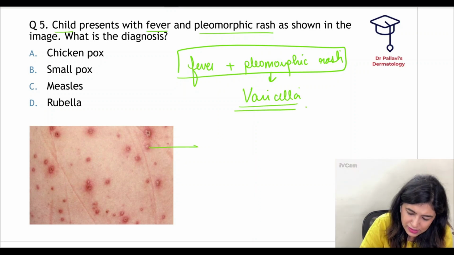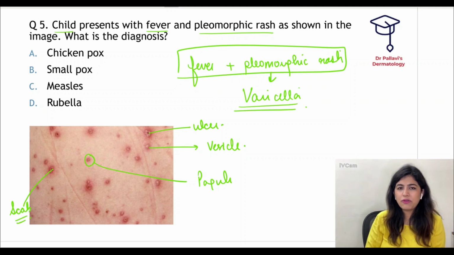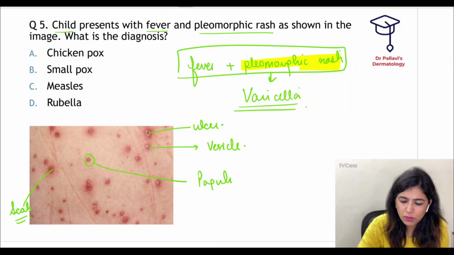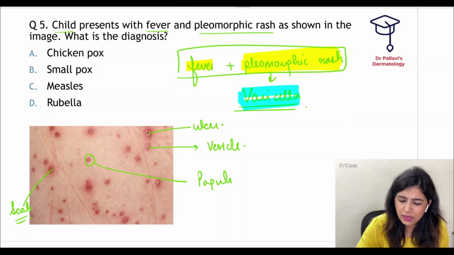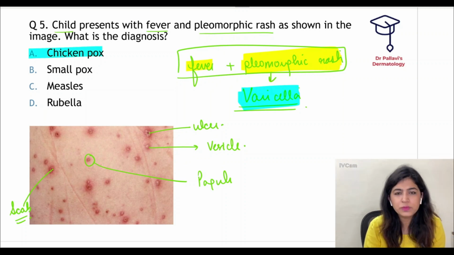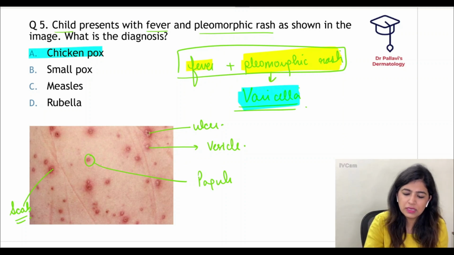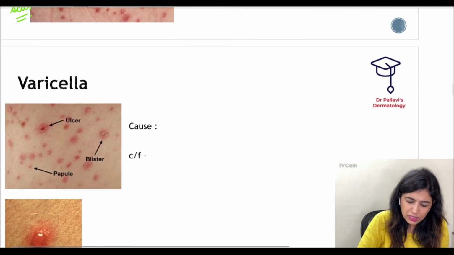What does that mean? See, this image is also telling us there is a vesicle, there is an ulcer, papule, scab. So multiple stages of the disease seen at the same time in a patient, making it a pleomorphic rash. When you see that with fever, the answer is nothing but varicella, which is another name for chickenpox, making option A our answer here. That is, fever with pleomorphic rash is equal to chickenpox.